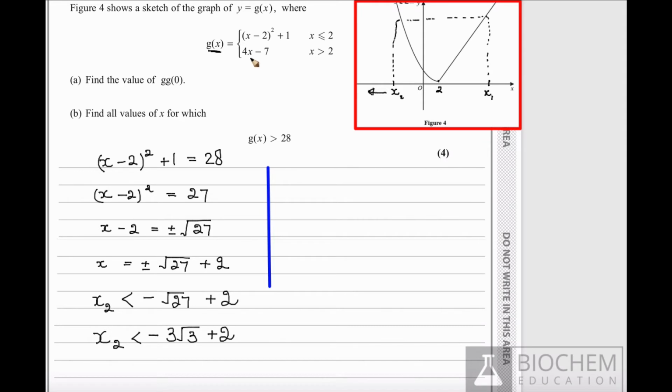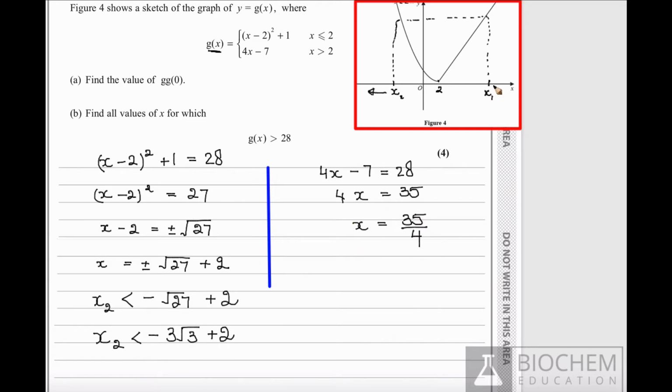Similarly, we will now make this equation equal to 28 and solve for x. So here is 4x minus 7 is equal to 28. Bringing 7 to the other side, we will have 4x is equal to 28 plus 7, which is 35. x is therefore equal to 35 divided by 4. So which values of x will define this equation?